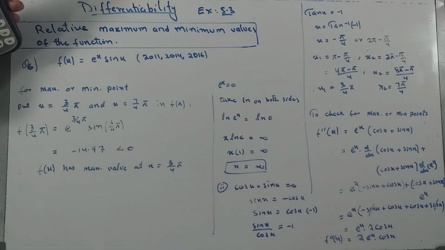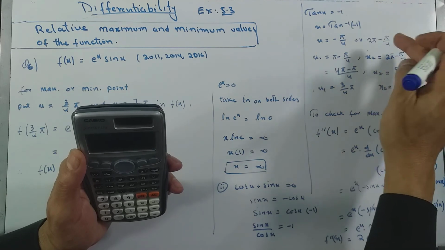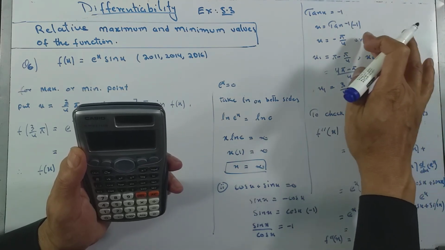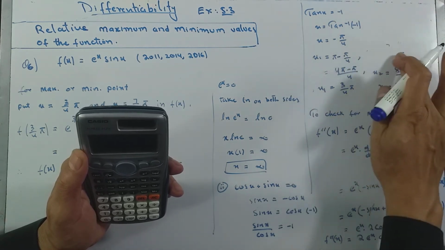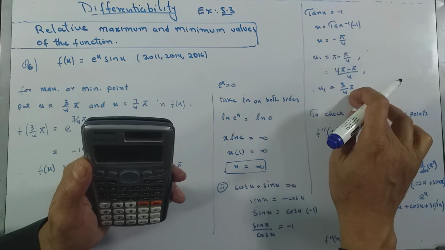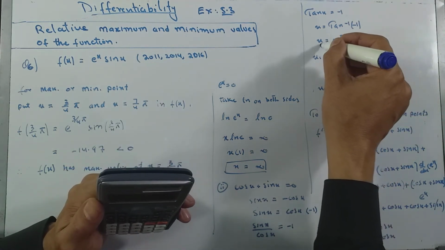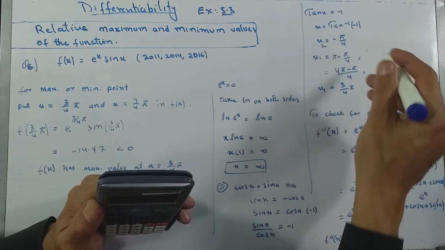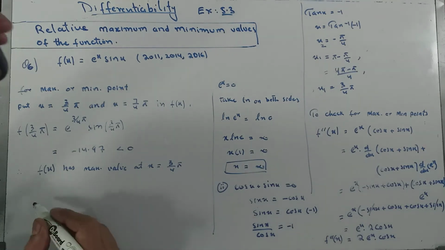For the second value, I thought we would need to subtract this from 2 pi, so it would be minus pi upon 4, but there is no need for that. So x1 is equal to 3 upon 4 pi, and x2 is equal to minus pi upon 4. We don't need to subtract this from 2 pi.